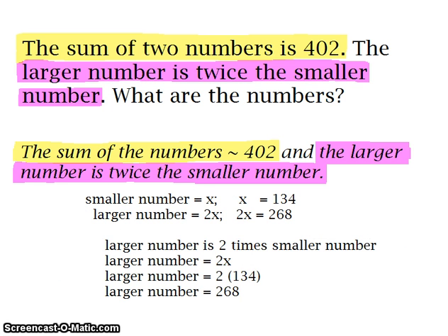Now we need to find the value of our larger number. We know that our larger number is 2 times the smaller number, and we represented our larger number with the variable term 2x. So our larger number is equal to 2 times x, and we know what our x is, 134. So we substitute in the value of x, 134. And 2 times 134 is equal to 268. So our larger number is equal to 268.